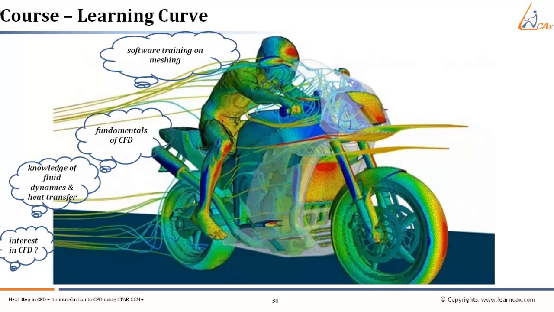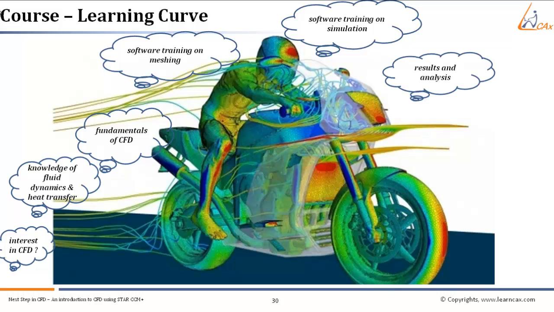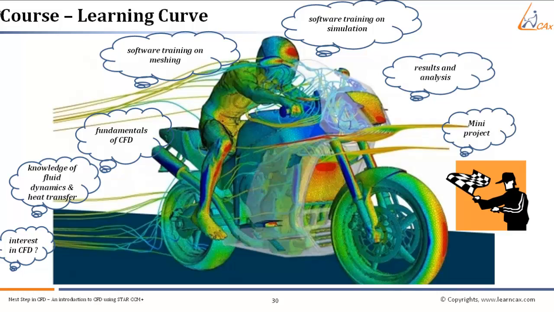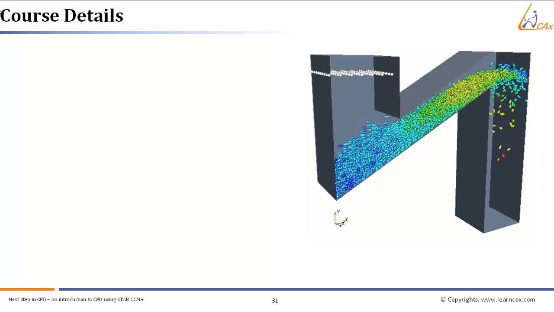Then we will move to software training, first on meshing, CAD cleanup and CAD import. After that, on conducting CFD simulation using STAR-CCM+. Then we will teach how to analyze and extract different results from the simulation, like different contours, plots, animations, and how to make sense of all the results. We'll also have a mini project at the end, which completes the entire learning curve of understanding what CFD is, applying CFD, and using a software tool to do a mini project. So this is what our course consists of.